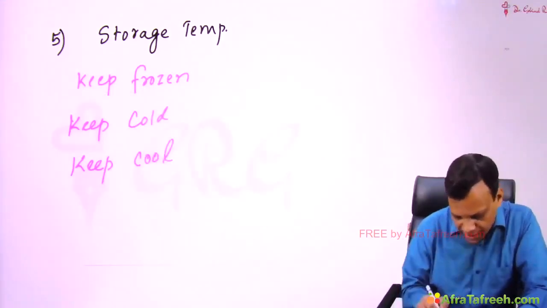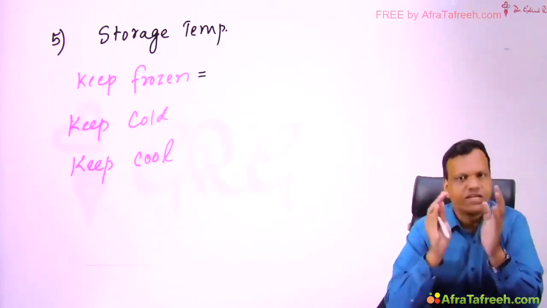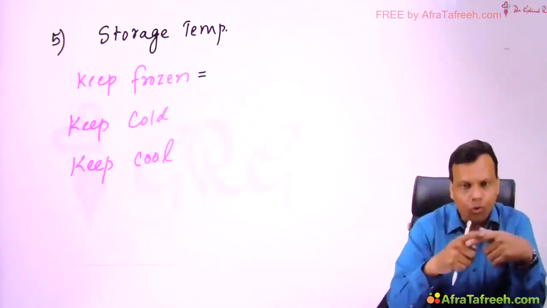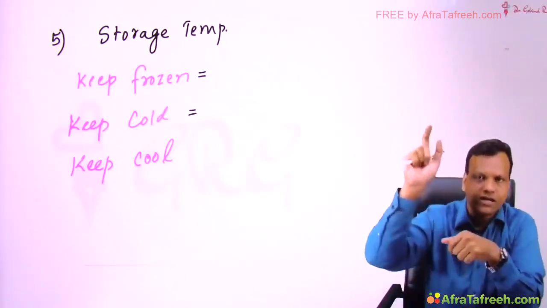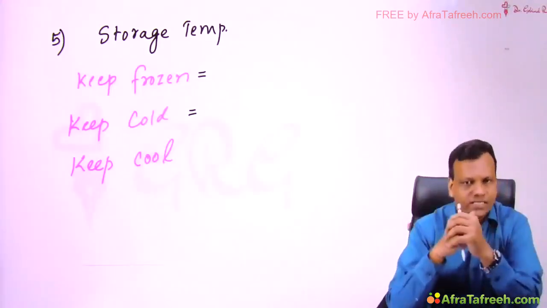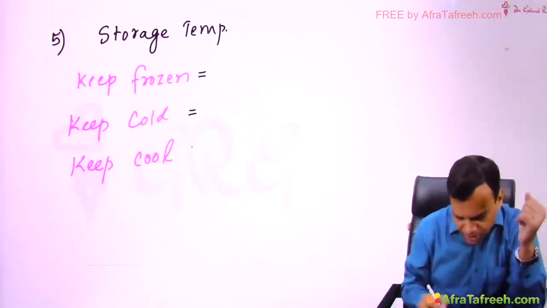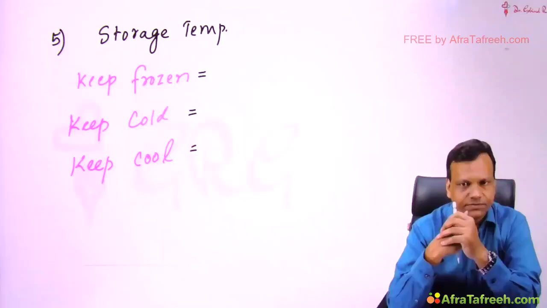Keep frozen, as the name tells, means it has to be kept in the freezer component of the refrigerator. Keep cold means it has to be kept in the refrigerator but not in the freezer component. It should be out of the freezer, where other vegetables are kept. And keep cool means it is kept out of the refrigerator at normal room temperature.